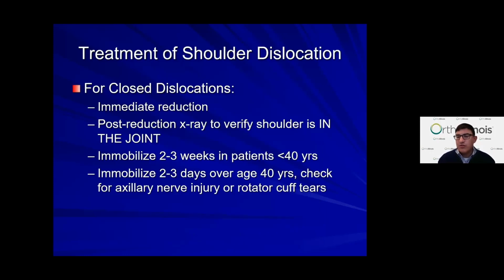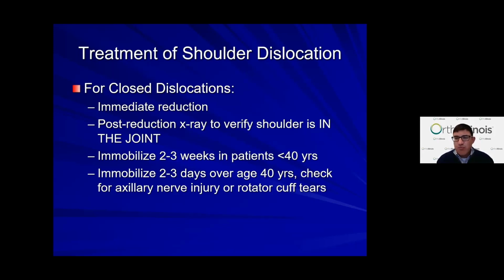When we see someone with a shoulder dislocation, most of the time the emergency department has reduced the dislocation, and then we're seeing them for follow-up. Every once in a while, the emergency department isn't able to get the shoulder back in the socket, and in those cases, we come in and take them to the operating room to do it.